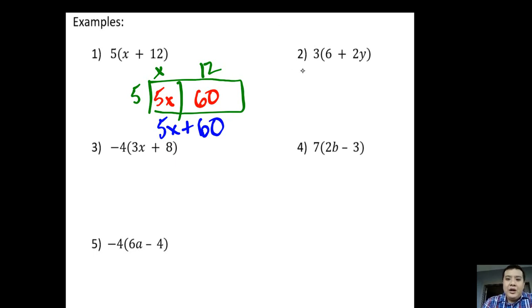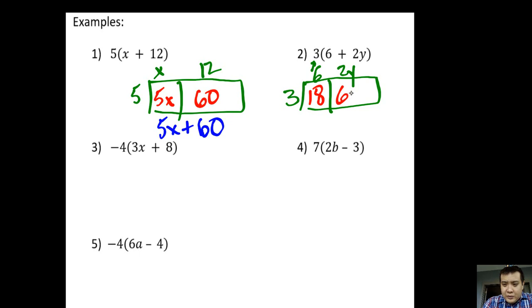Over here, we have a box that has a height of 3 and a length of 6 plus 2y. In this box, the area is 18. And the area of this one is going to be 6y because 2 times 3 is 6. Therefore, our final area is going to be 6y plus 18.